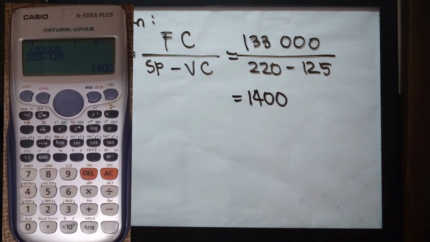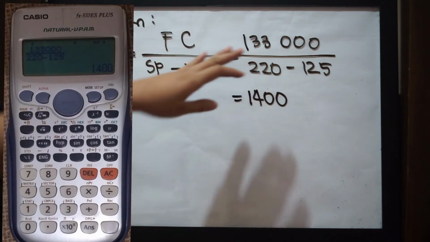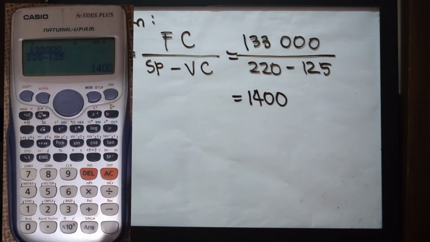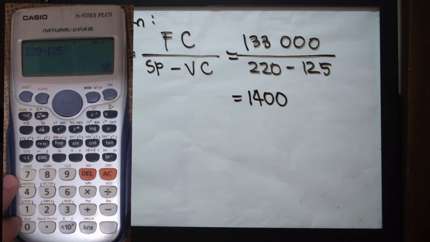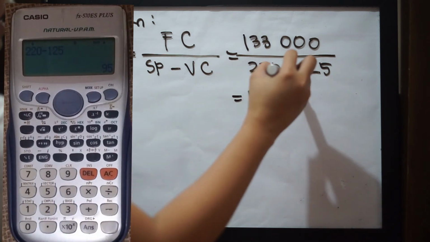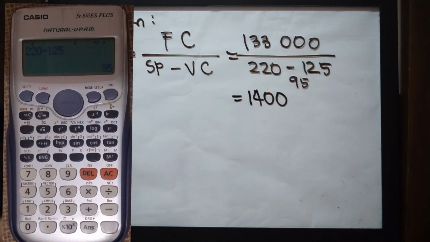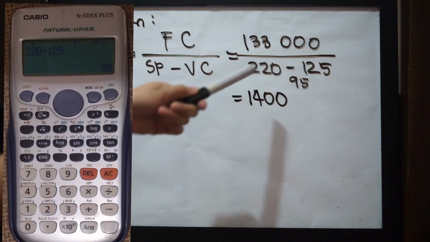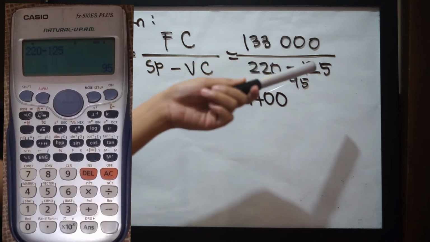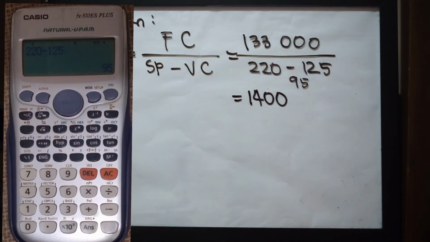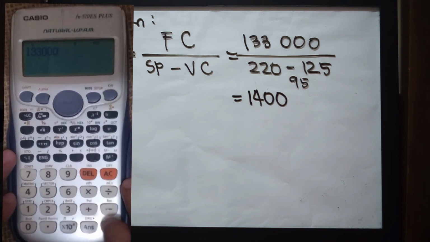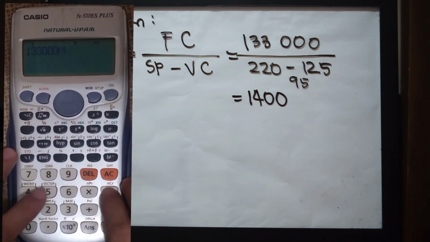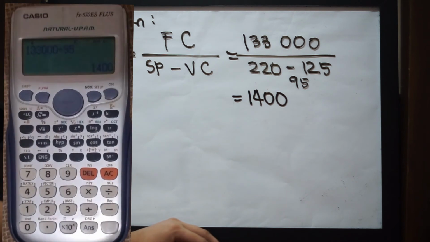Ngayon, if ayaw nyo naman na i-direct to sa calculator, you can just solve for 220 minus 125 first. So, that is 95. I'll just place it here but it's not the proper way of writing. Dapat isulat nyo ulit yung 133,000 over 95. Then, dividing 133,000 by 95, then you will still come up with 1,400.